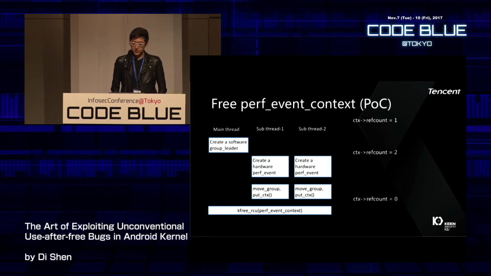After that, 2 subthreads will insert 2 hardware events into this group simultaneously. So the ref count increased by 2. And finally, there will be a kernel function, kfree RCU, that will deallocate the perf event context. And that's why the use-after-free happens.